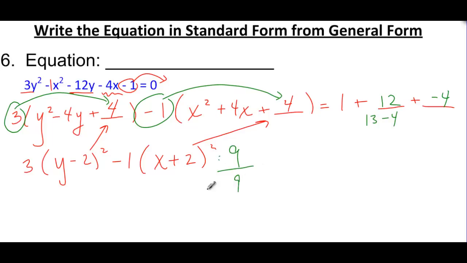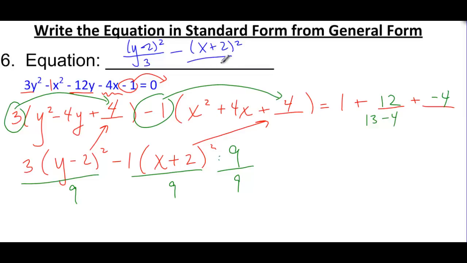But it has to be equal to 1 to be in standard form. So I'm going to divide each term by 9. So when I reduce, I'm left with y minus 2 quantity squared divided by 3 minus x plus 2 quantity squared divided by 9 equal to 1.